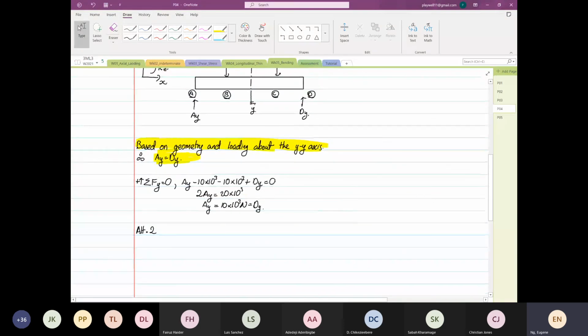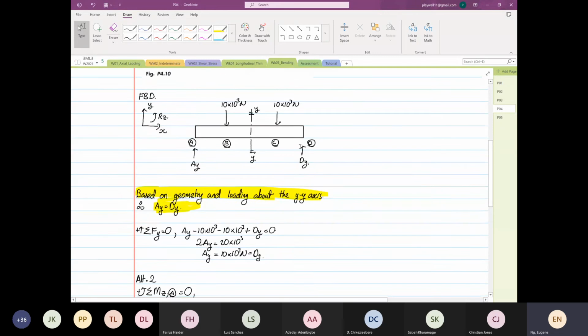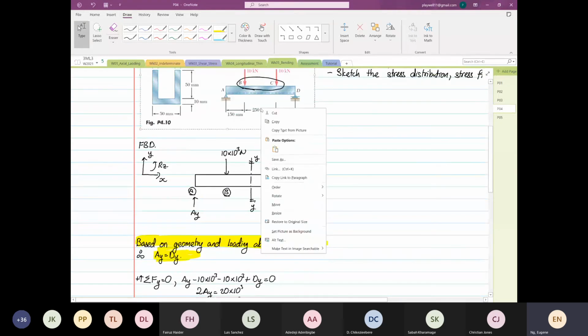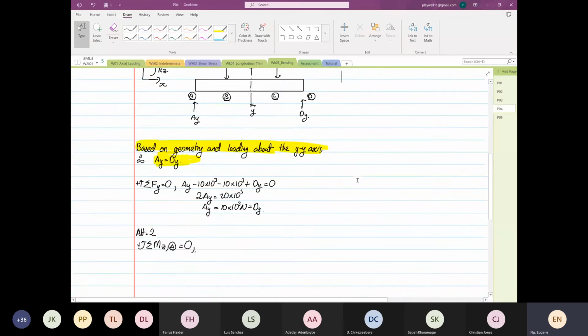What we're going to do is take summation of moment in the z direction at point A. You can do this also. It's equal to 0, and the answer will be the same. So let me show you. I'll get this image so you can see.